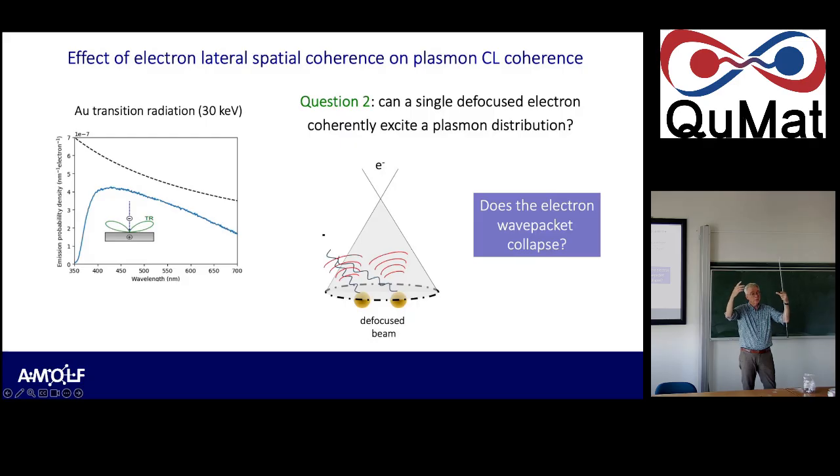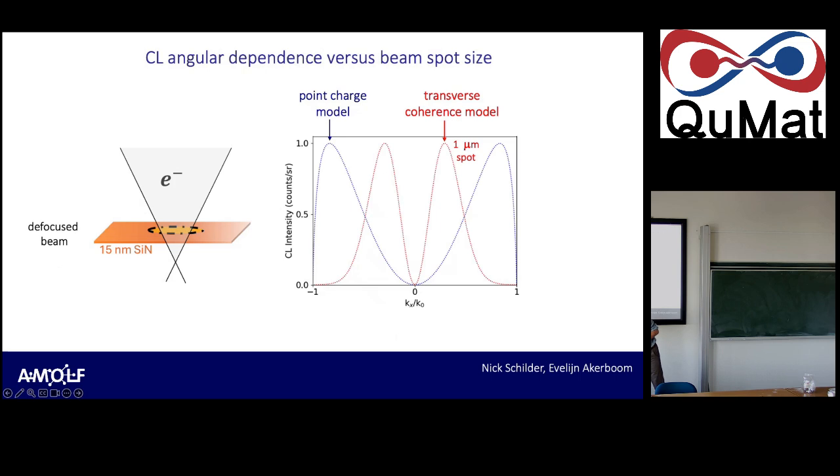So this is a fundamental question. Either the electron collapses at a particular point and you just have a point dipole that radiates out, or the electron coherently excites this entire area, and you have a superposition of all these dipoles that all have a phase relation and radiate together. It gives a different radiation profile. So we can calculate that profile. These are two models that we're testing now.